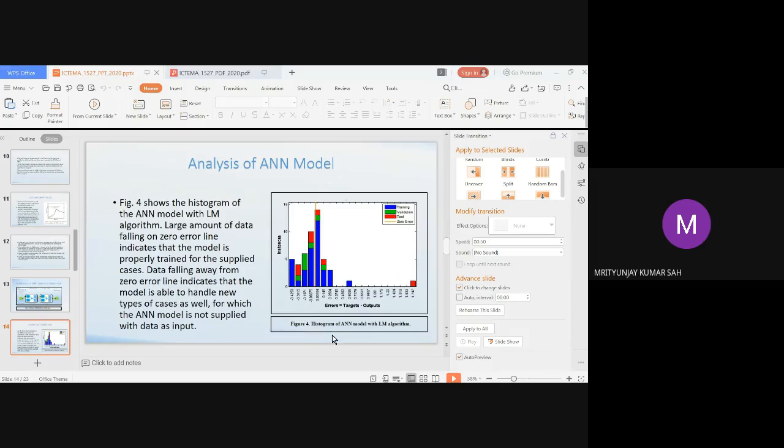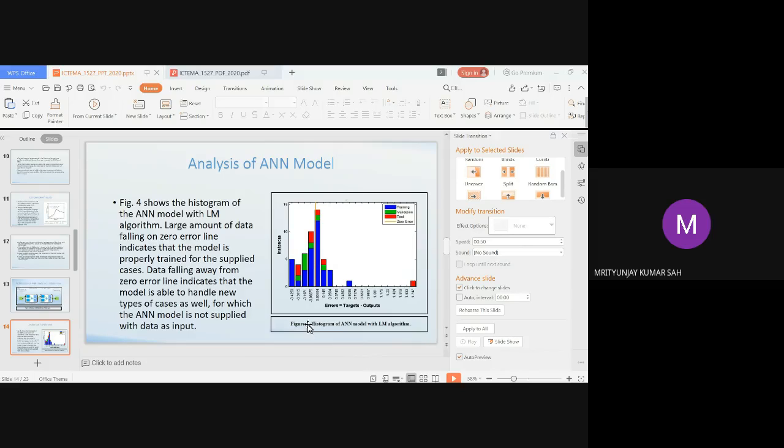So here is the histogram of the ANN model with the LM algorithm, meaning Levenberg-Marquardt, this is the short form. Here are the instances, and errors are called targets minus outputs. Here the blue one is the training, the green one is the validation, the red one is the test, and the zero error line is the yellow one. That is represented here as shown in the figure.